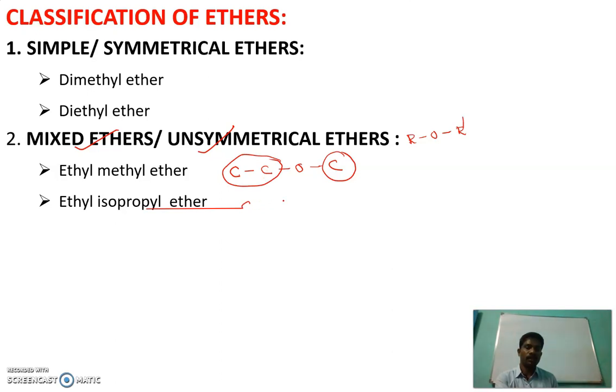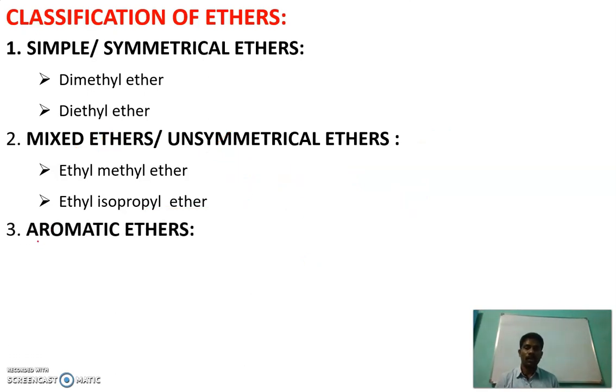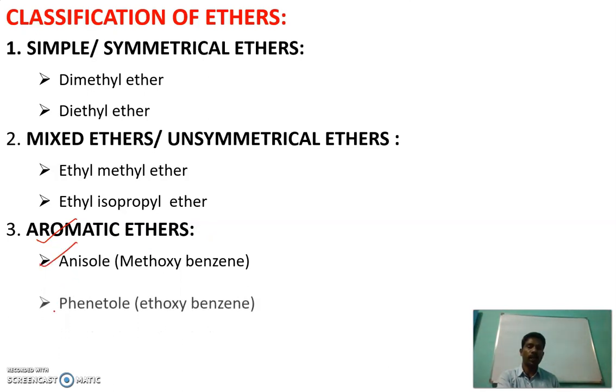Structure of ethyl isopropyl ether. So this is the structure for ethyl isopropyl ether. Next, aromatic ethers. The name itself indicates they have an aromatic ring in the structure. Examples for aromatic ethers: anisole and phenetole are the examples for aromatic ethers.